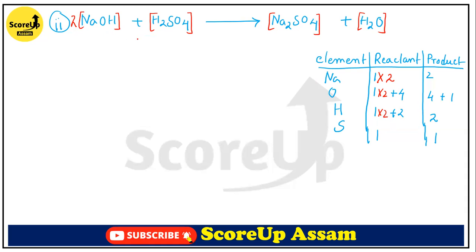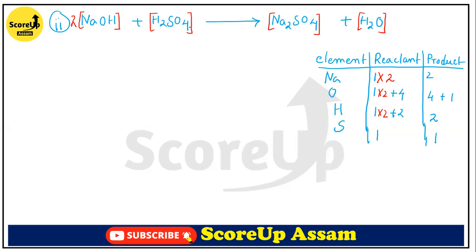Now sodium is balanced. What about oxygen? Oxygen is 1 into 2, 2 plus 4, and here it is 5. Okay, here it is 5. Here oxygen is 5. So oxygen is balanced. How many oxygen are there? 2 oxygen plus 4 oxygen.